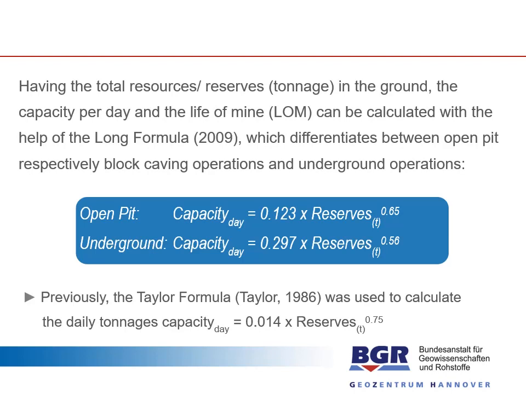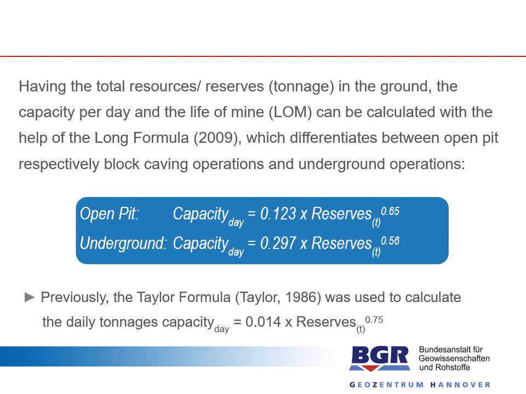And as mentioned, in former times we used here at the BGR the formula of Taylor, but when having a look at the nowadays installed capacity, we took the data of Long and re-evaluated it, and we have to see that it still seems to be the best rule of thumb to estimate daily capacity. So one is open pit and block caving, and the other one is underground capacity. This is substantially different, especially for bigger tonnages. You will see in one of the next slides how the daily capacity is changing with increasing tonnage.